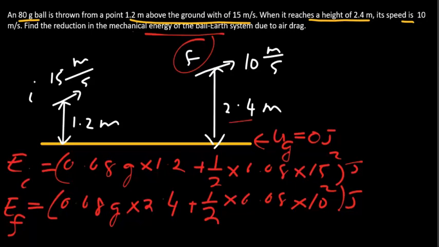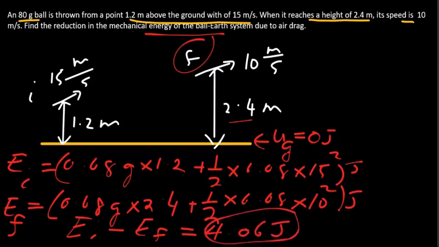Together it's in joules. So the reduction is given by EI minus EF, and that's going to be 4.06 joules. So this is the amount of work done by the air drag on this ball as it moves from the initial position to the final position.